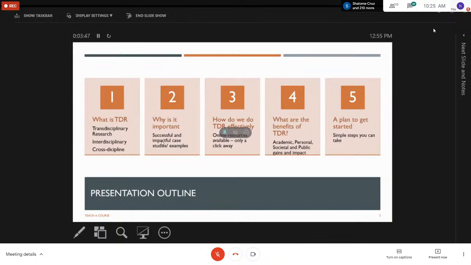And then number four, I want to touch upon what the benefits are. Once you've learned how you can do it, you need to have a vision of what you would gain out of it, so I also want to talk about that. And then in the end, I want to stop with a very simple, effective plan that each of us can implement in order to achieve what we want in branching out and doing transdisciplinary research.